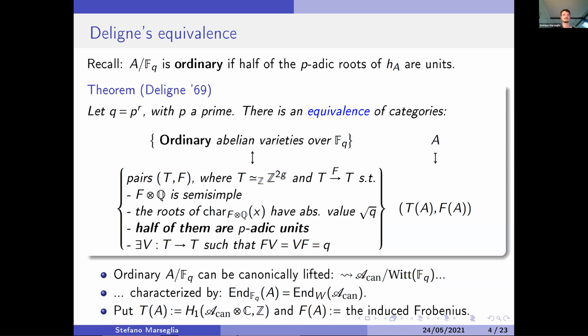Just a couple of remarks about the axioms. We are seeing that the characteristic polynomial of this F is a q-Weil polynomial. This is not surprising. Half of the roots being p-adic units just means that we are looking at ordinary Abelian varieties. And the map V is going to be the Verschiebung. The Frobenius has this other isogeny, the Verschiebung, which is its dual. All right, let's move on.